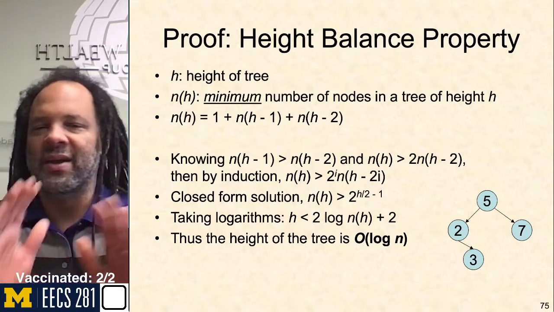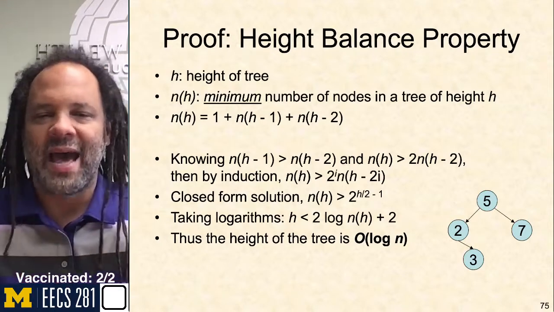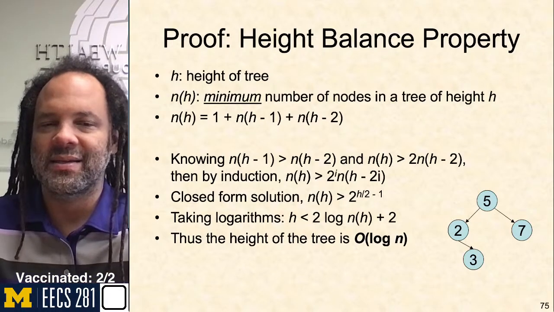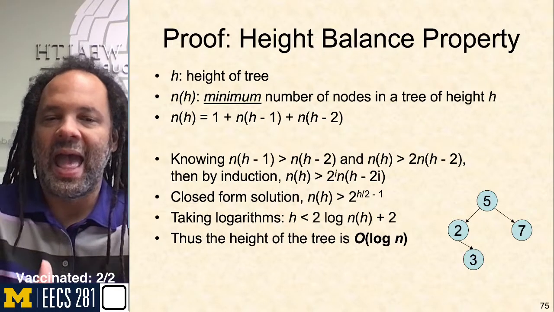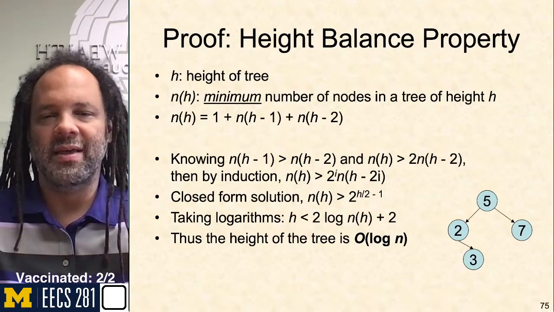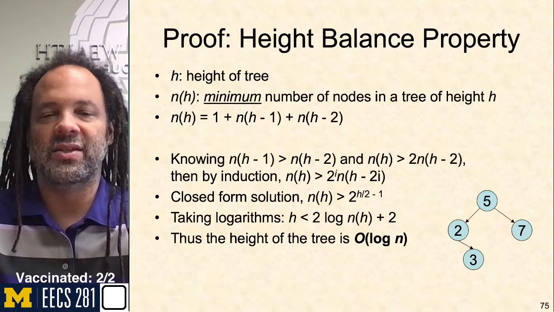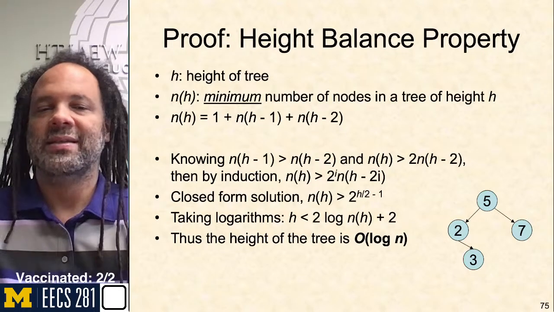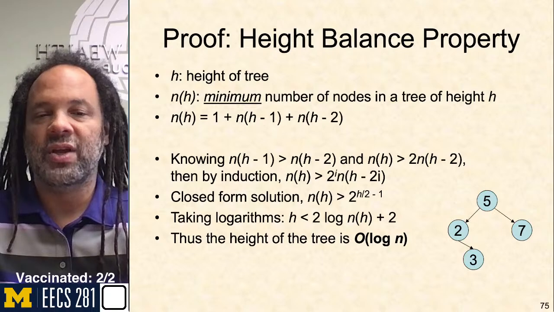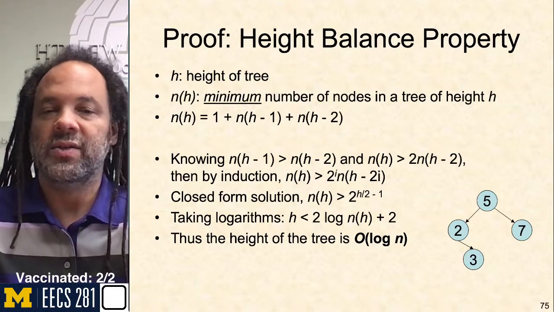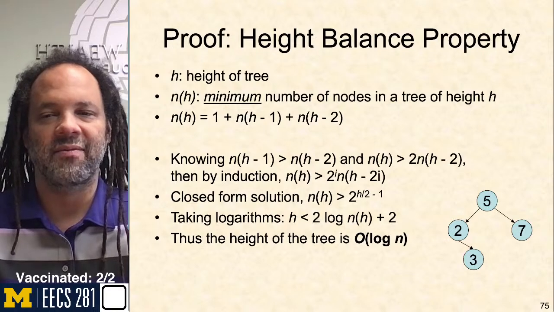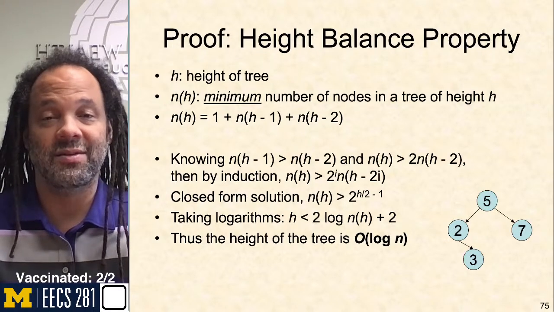We get into the proof by induction thing. We find out that n of h has got to be greater than 2 to the i times n of h minus 2i. So this is the induction part as this tree grows up, and then we take that into a closed form solution and then find out that n of h has to be greater than 2 to the h over 2 minus 1. If you want more proof help, talk to the 203s.